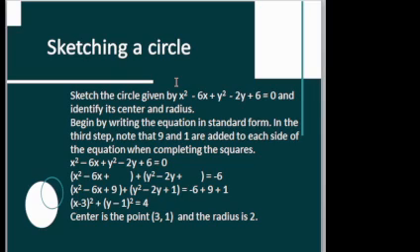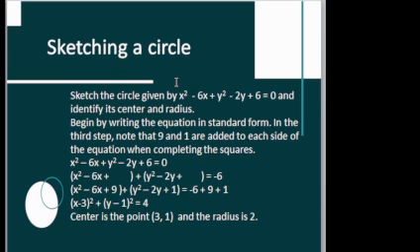So we have x squared minus 6x plus blank plus y squared minus 2y plus blank equals negative 6, because we have to transpose the constant positive 6 to the right side, so that becomes negative 6. And for x, we have 9, because half of negative 6 is negative 3, and we square it. Negative 3 squared is positive 9. So that is why we have already completed the square there.